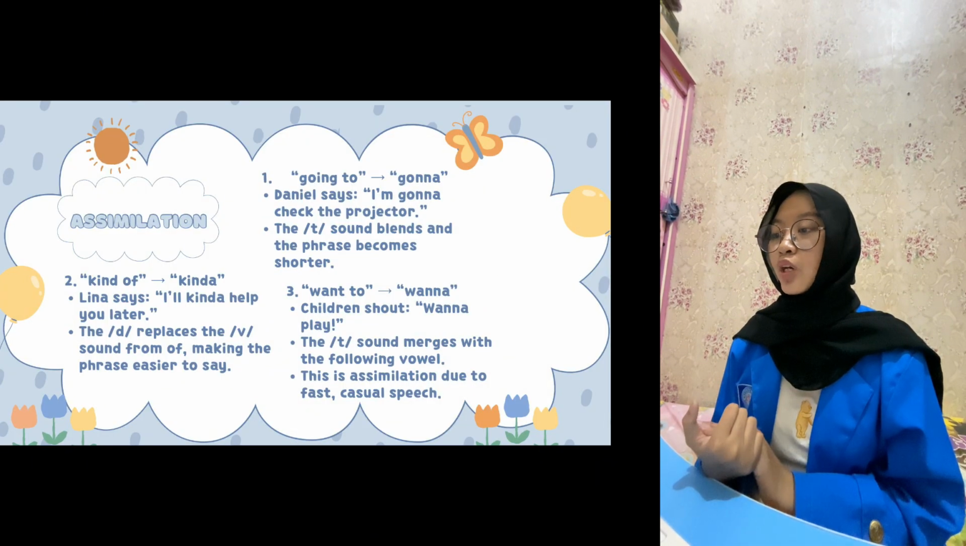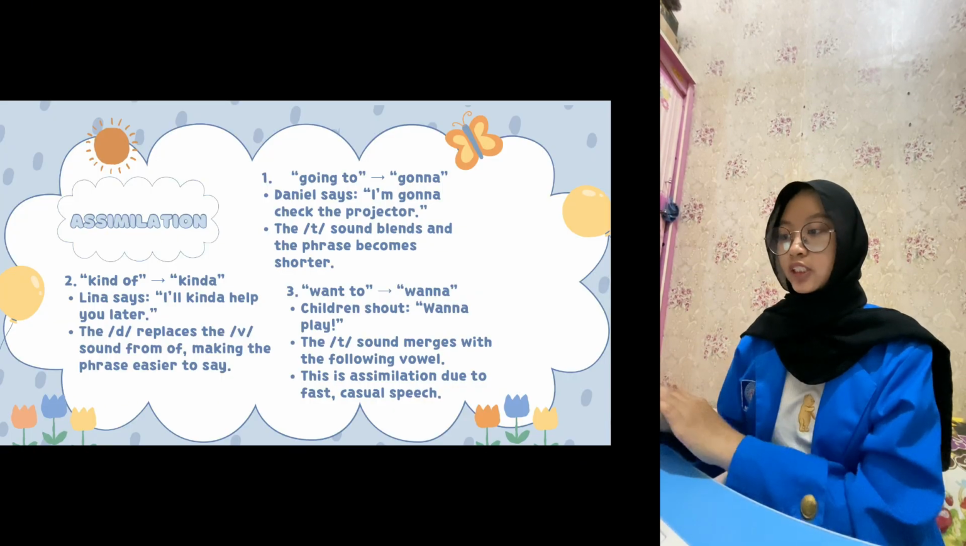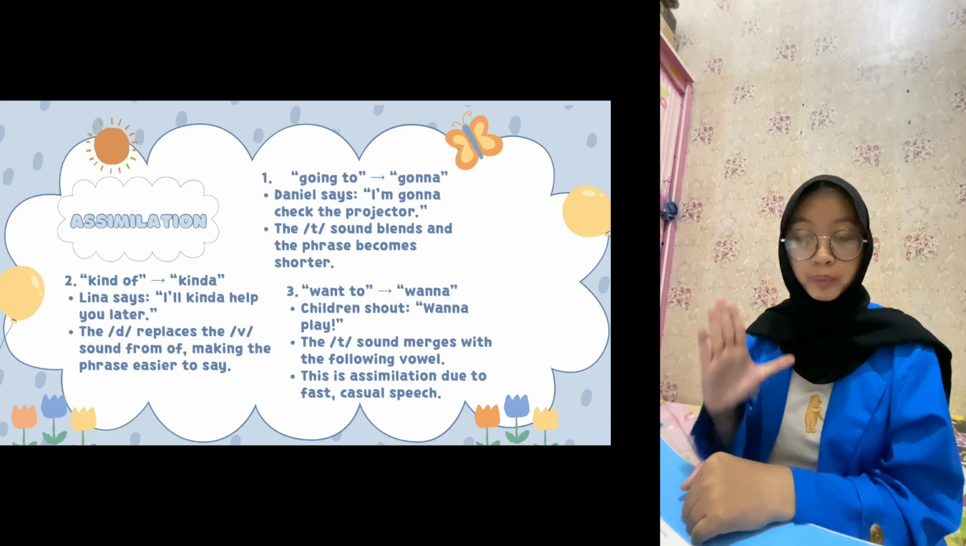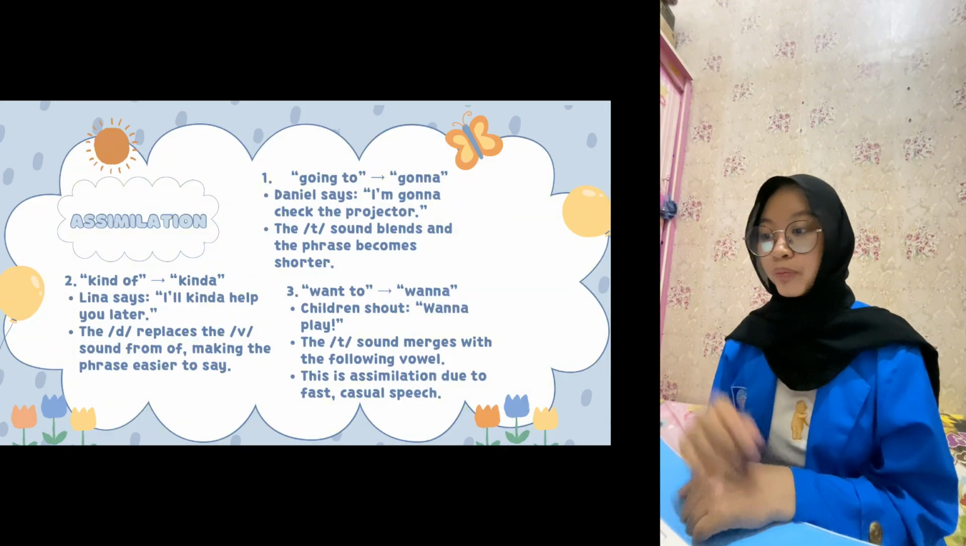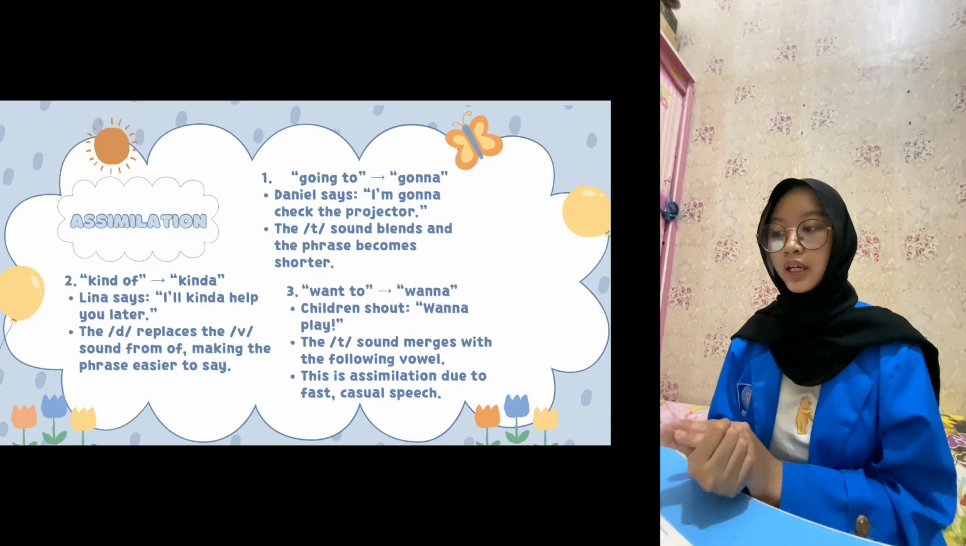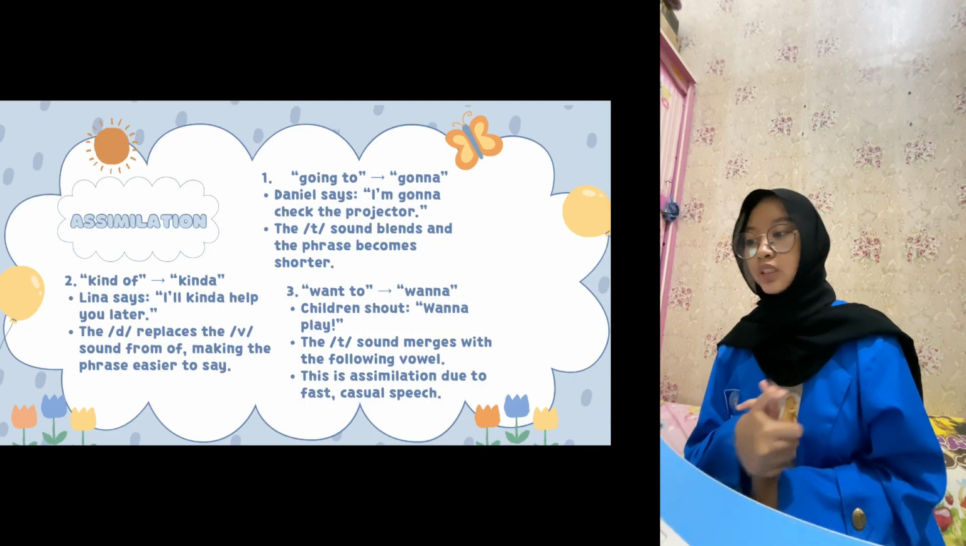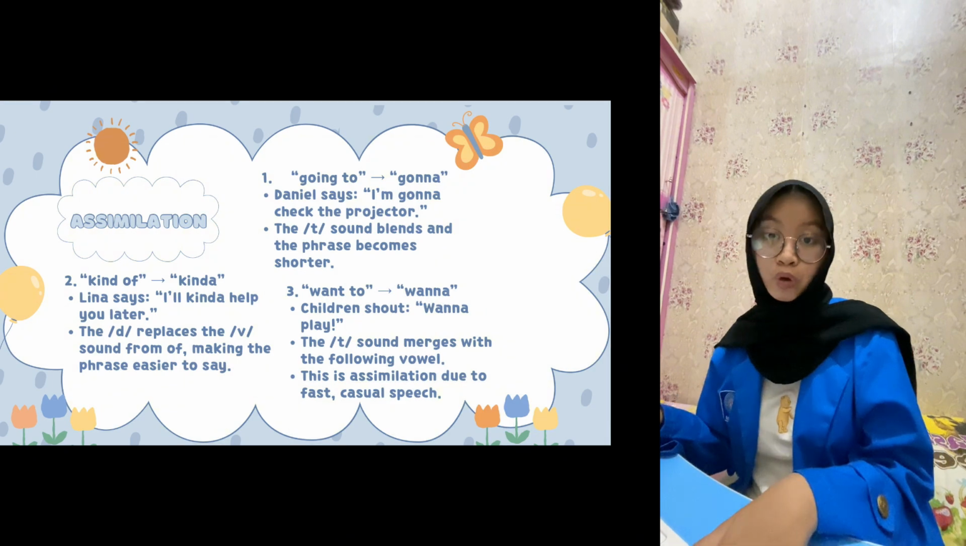And then the next is want to, it becomes wanna. In the passage, children shout, wanna play? The T sound merges with the vowel, and this is called assimilation due to fast casual speech. It becomes wanna from want to.